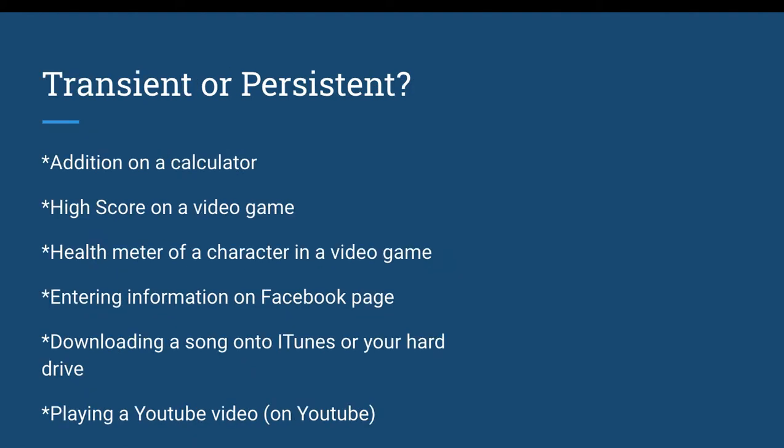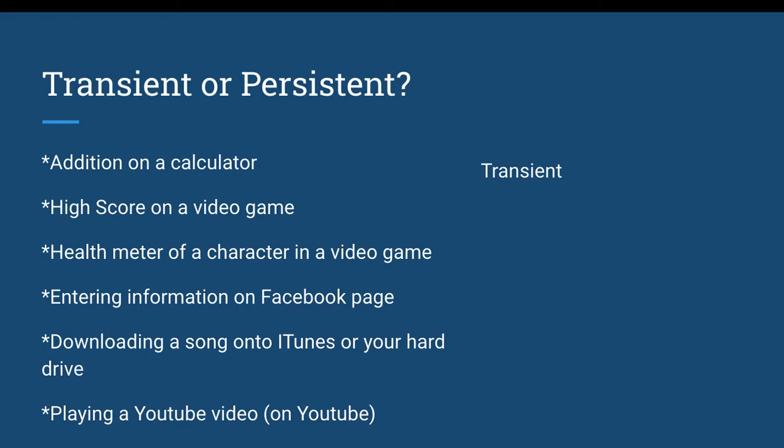Here are some basic examples of how one might encounter data on a day-to-day basis, and we'll go through whether they're transient or persistent. If you have ever used a calculator, it probably hasn't changed much in the last 40 or 50 years. You put in a couple numbers, you do an operation such as addition, subtraction or multiplication, and the moment you clear it, that data goes away. And so the data on a calculator is generally what we would consider transient.